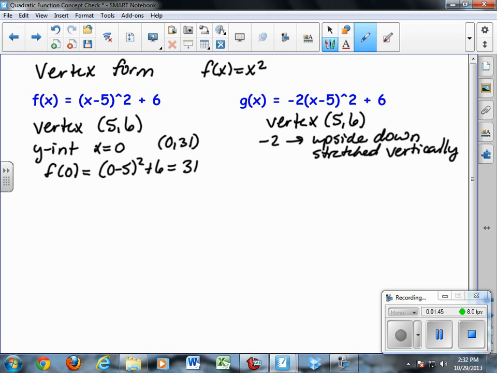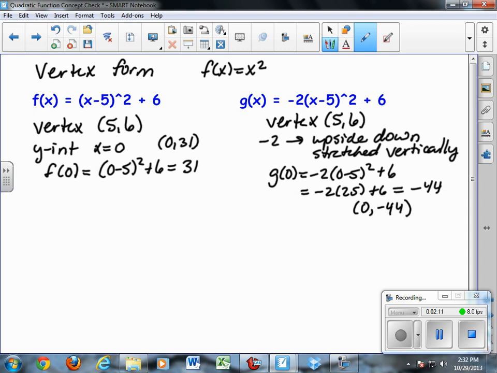If I find the y-intercept of g of x, I'm going to find it's probably going to be even a bigger number. So let's just try that. G of 0 is -2 times 0 minus 5 squared plus 6. That's going to be -2 times 25 plus 6. -50 plus 6 is -44. So that's going to be the point 0, -44. Once again, probably not going to use that so much when I graph.